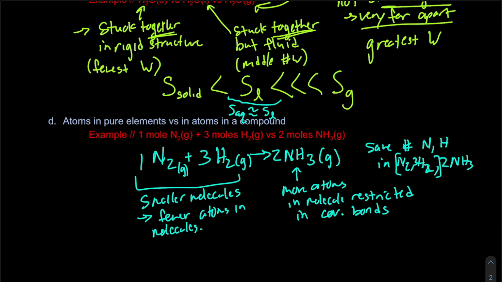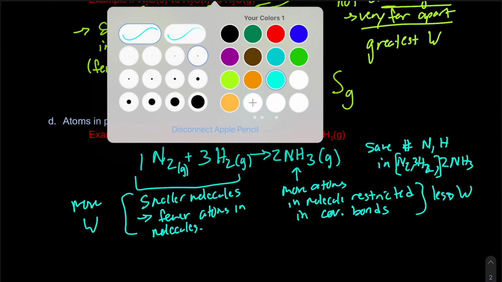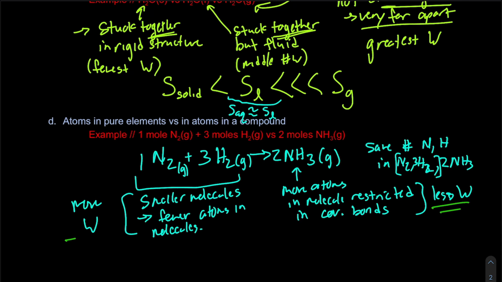Well, this helps us see maybe this idea of how we thought about water as a solid, liquid, and a gas. If we have more atoms restricted in these covalent bonds, there's going to be fewer ways the energy can be distributed, fewer microstates. And we'll see here we're going to have more microstates. And that has everything to do with the fact that they are restricted in these covalent bonds. They don't have as much freedom to move around and distribute the energy.